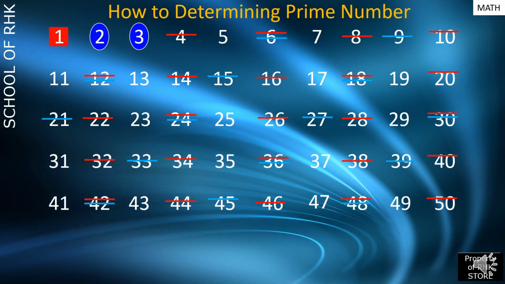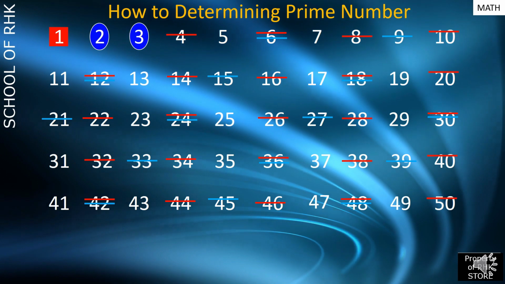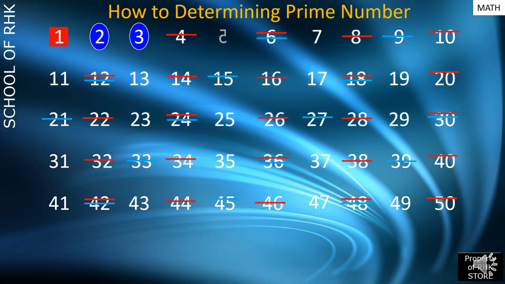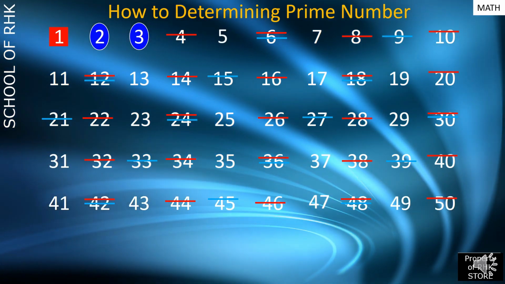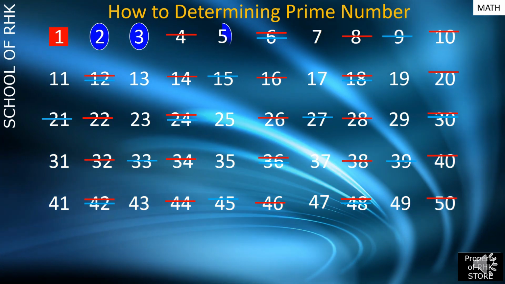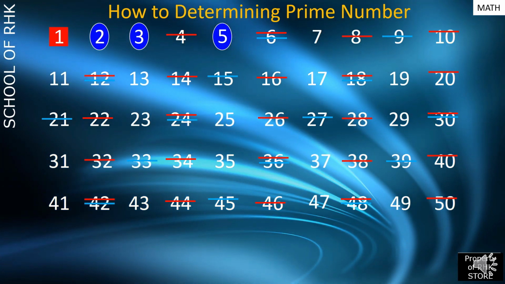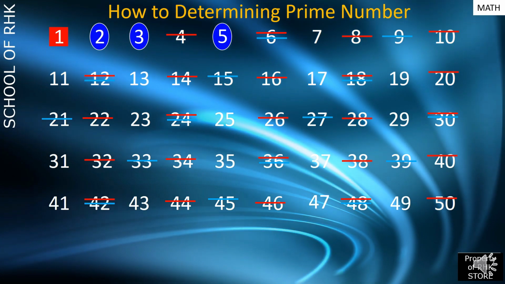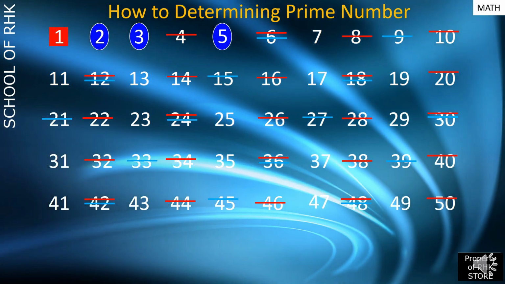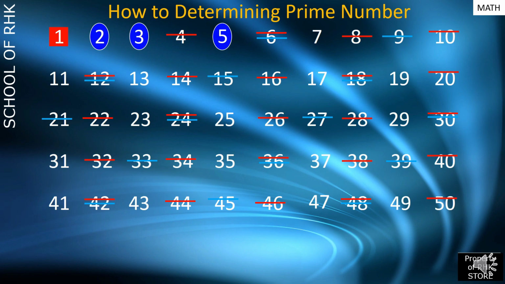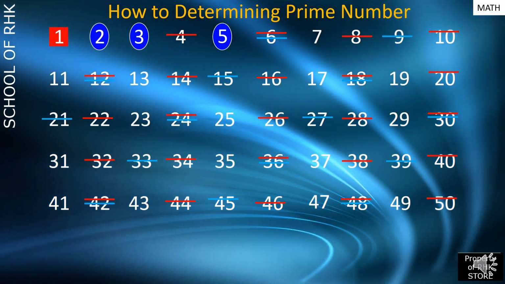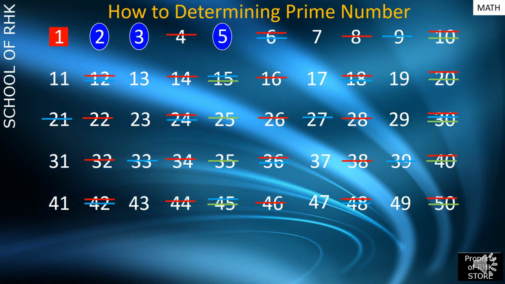The next number that is not cancelled yet is 5. Let us mark 5 as a prime number. Cancel all multiples of 5, that is, all the numbers that have 5 or 0 at their end.